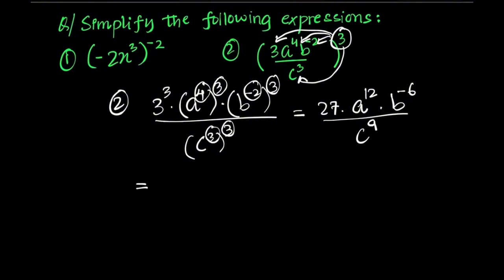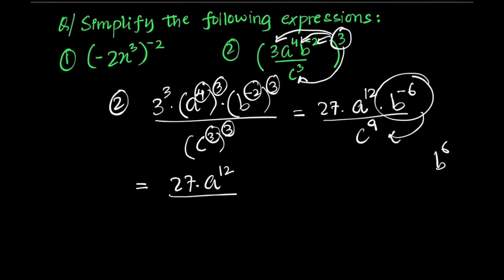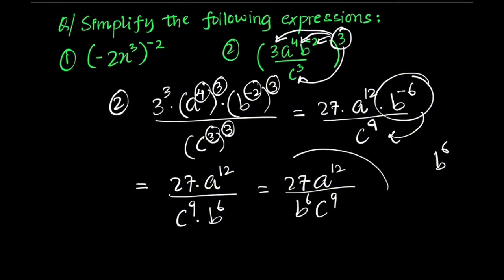So let's simplify this a little bit. 27 times a raised to 12 times, I can take this b raised to negative 6 into the denominator and it will become b raised to positive 6. So that means divided by c raised to 9 times b raised to 6. So this equals 27 a raised to 12 divided by b raised to 6 times c raised to 9. So this is the simplified one.